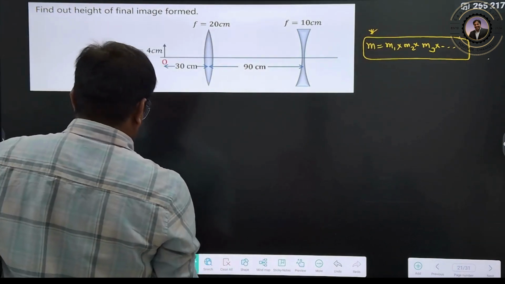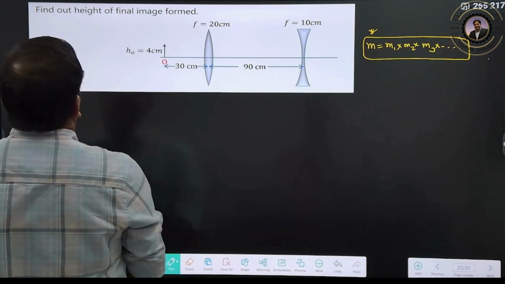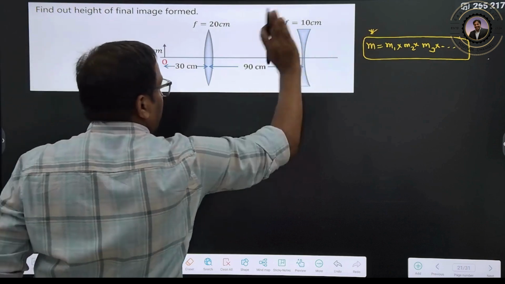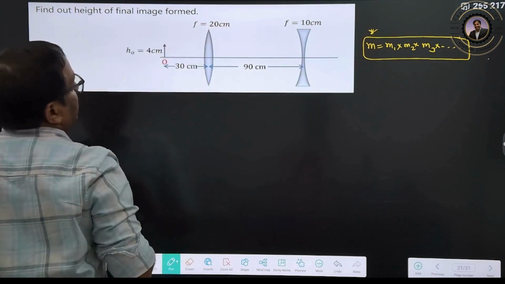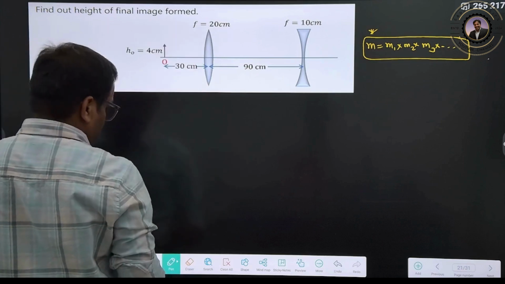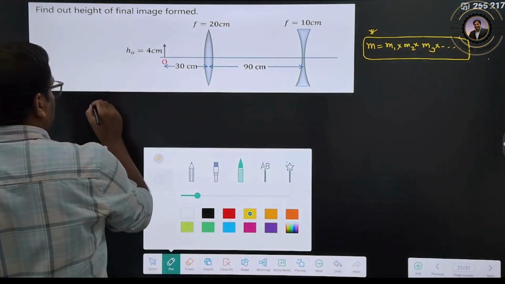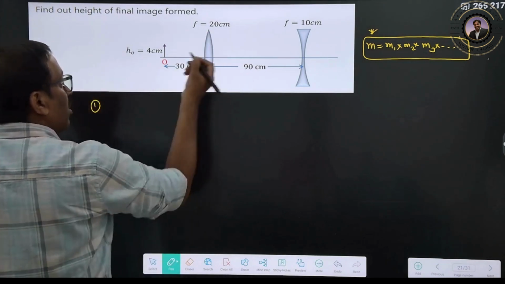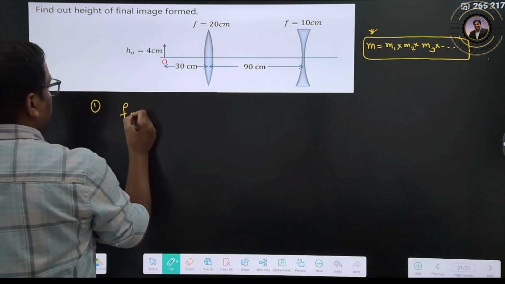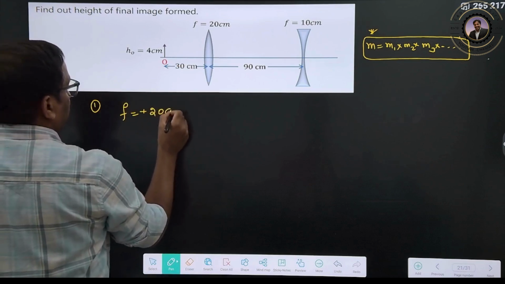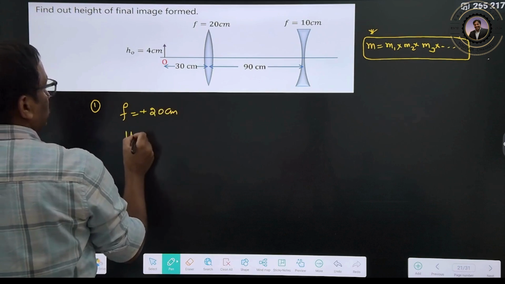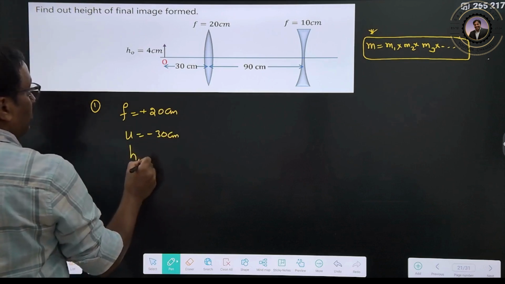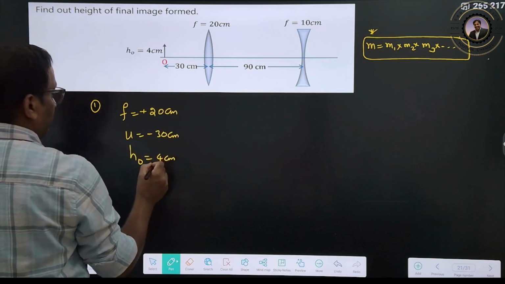Now let us do the question. Find out the height of the final image. Don't bother about the second lens, first remove it and focus on the first lens. Here the focal length is given as 20 centimeter, convex, so the focal length is plus 20 centimeter. Object distance u is minus 30 centimeter. The height of the object is given as 4 centimeter, therefore this is plus.